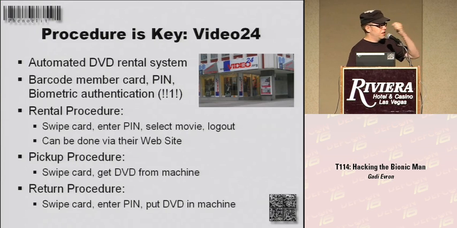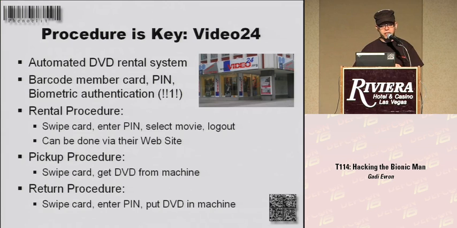So here's the rental procedure and the pickup procedure. The rental procedure is you go in, you swipe your card, you enter your PIN, you select the movie you want, you log out. You can do the same thing on their website. Now, the pickup procedure to actually get to the physical data carrier, the DVD, is you swipe your card and you get the DVD from the machine. Is anyone seeing an issue here? Well, the second doesn't ask for a PIN.